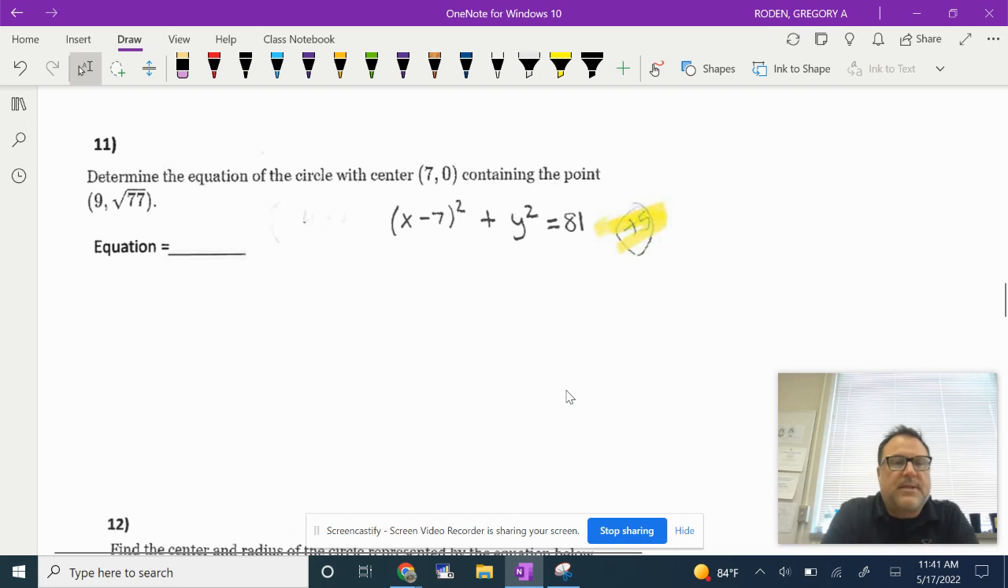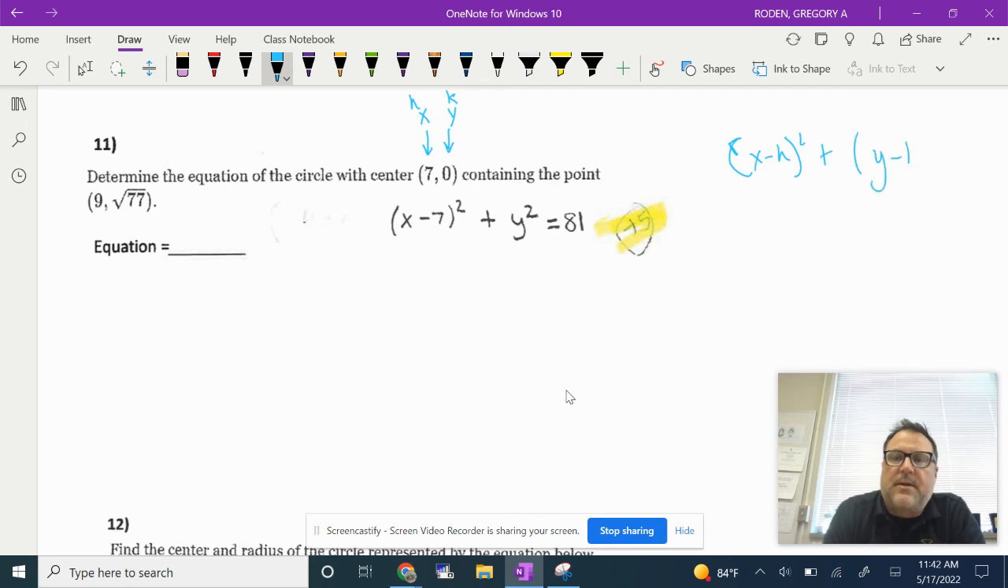All right, so now the center point was pretty easy, right? Because this is your x value, and this is your y value of your center point. So this is h, and this is k. Okay, so in your equation, x minus h squared plus y minus k squared equals r squared. So now we know that h is 7 and k is 0. So that's how we get the x minus 7 squared and y squared.